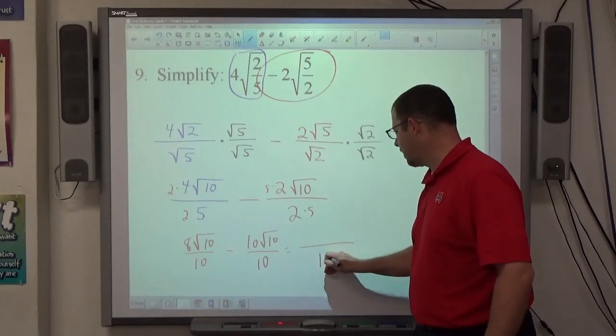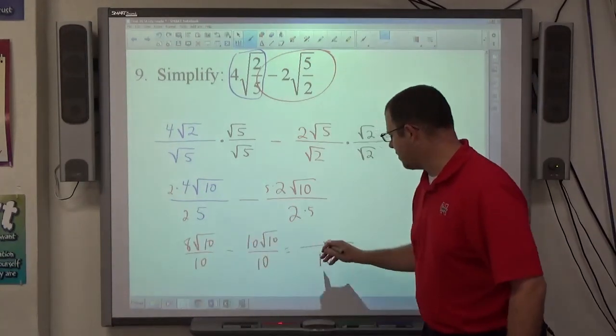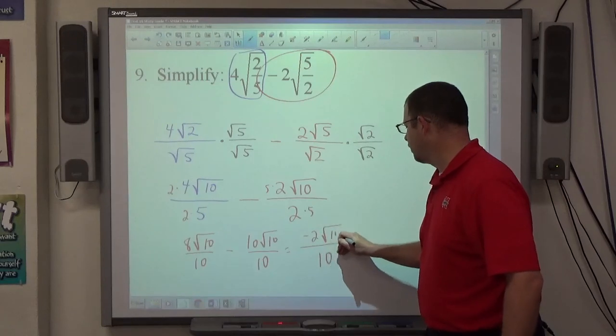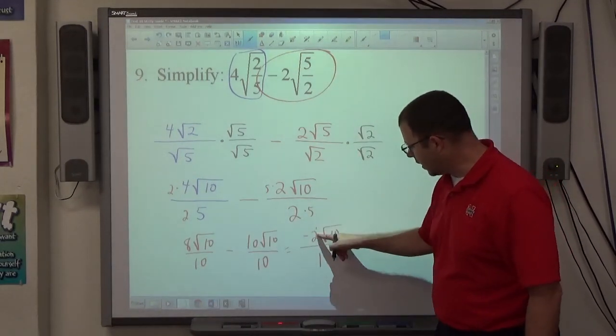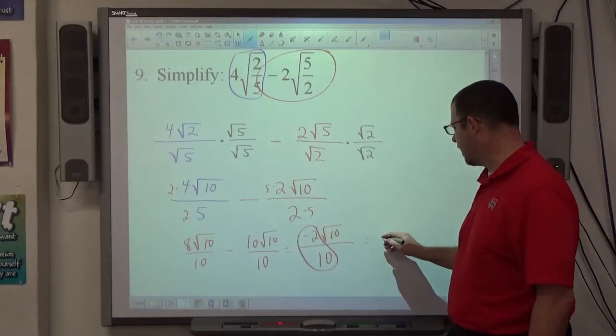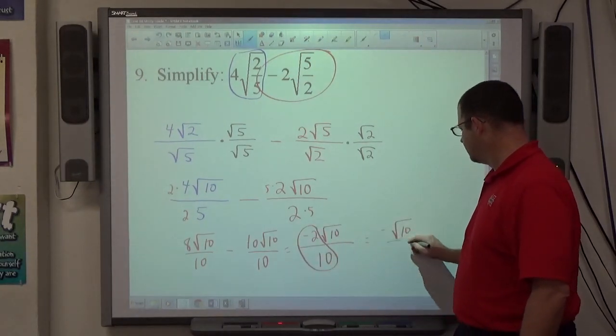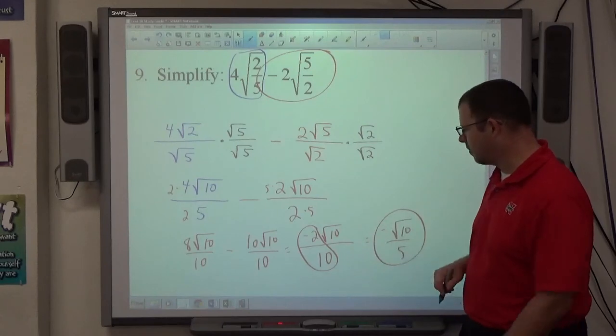We have a common denominator of 10. 8 minus 10 makes negative 2 times the square root of 10, which again, subtraction's legal because they're both square roots of 10. And that's the right answer, but notice that negative 2/10 reduces by 2 down to negative 1/5. So again, you get down to that simplest form.